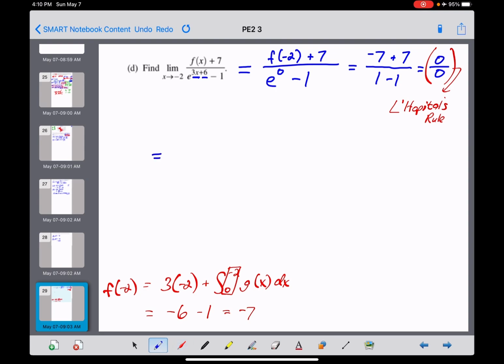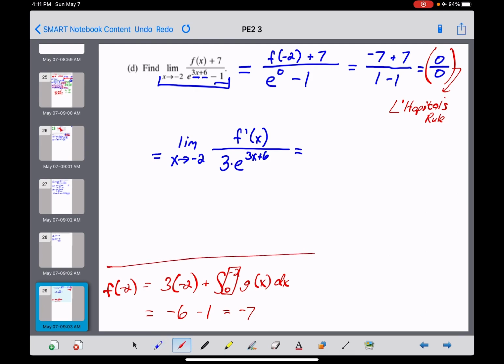So now that we have shown that, though, that shows that this limit right here is equivalent to the limit as x approaches negative 2 of the derivative of your numerator divided by the derivative of your denominator. So the derivative of f of x is just going to be f prime of x, and the derivative of that 7 is just 0. Derivative of e to a power is going to be the same base to the same power, and then times the derivative of that exponent, which puts a 3 out in front. And again, the derivative of that minus 1 is 0, and we can forget that too. Okay, so what happens now? Actually, f prime of negative 2 is a lot easier.